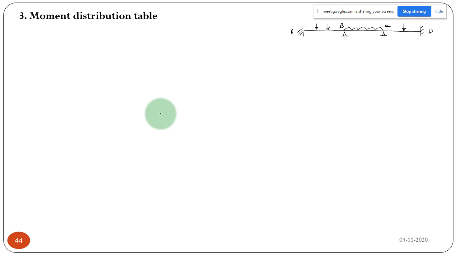So I can make a table. This is a typical question for the moment distribution method, because here we could solve with one cycle. After one balancing you would get the final answer, but that won't happen in the case of frames. Because we have 3 spans, you are not going to get an accurate answer after 1 or 2 cycles. You have to do more iterations. Okay, we will do that. So let me make the table.